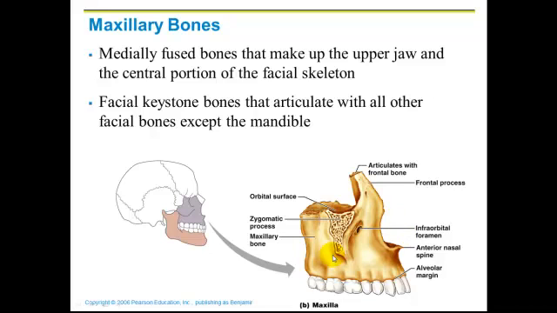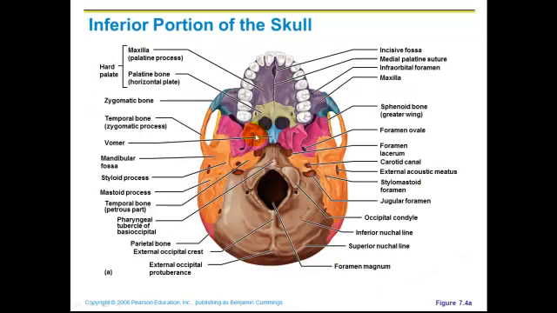We have two main processes that come off of the maxilla. We have the zygomatic process, which will articulate with the zygomatic bone, forming the rest of the cheek structure. We have the frontal process, which will articulate on top with the frontal bone, and in the most anterior aspect with the nasal bones. There's also a smooth orbital surface, and this will form the lower region of the orbit of the eye. The maxilla also folds inward, creating the hard palate.